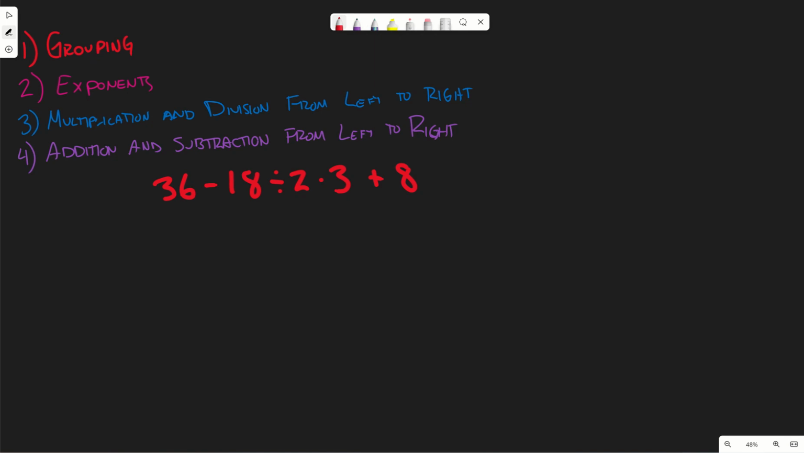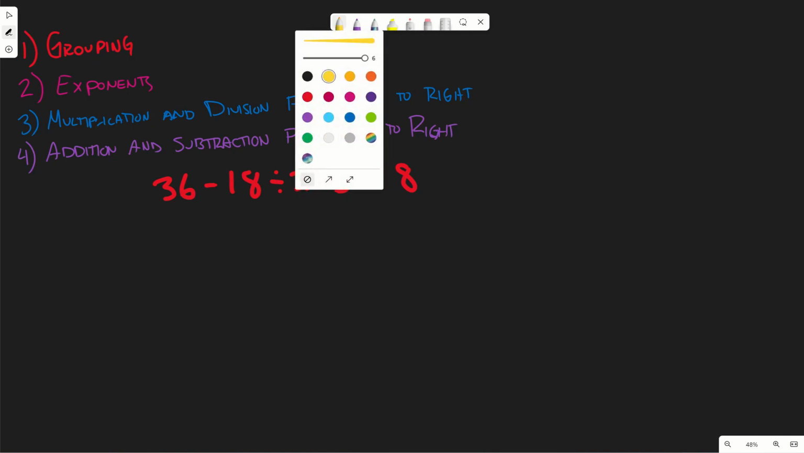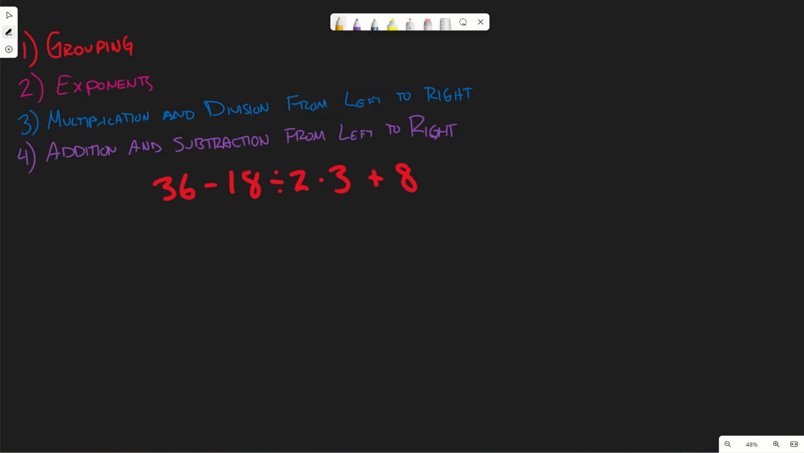No. So I'm going to look through and I'm going to start to divide from left to right. So as I'm going through, 36 minus 18 divided by 2. 18 divided by 2 is the first multiplication or division I come across. So let's do it. 18 divided by 2 is 9. I'm going to rewrite everything else the way it goes. I'm just solving it one step at a time, rewriting it after I solve it for each step.